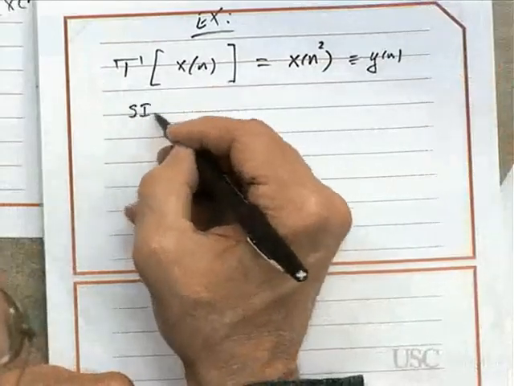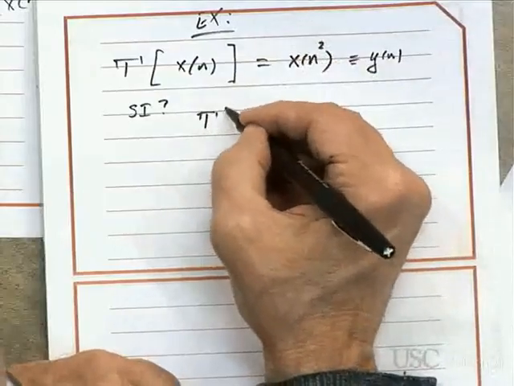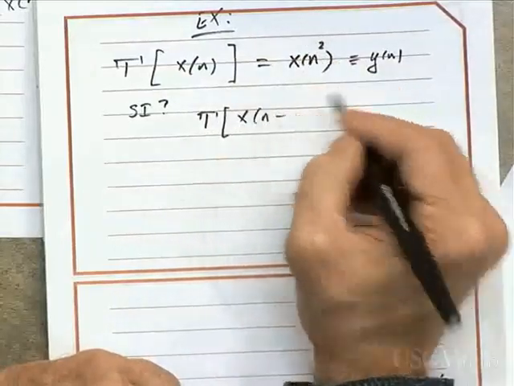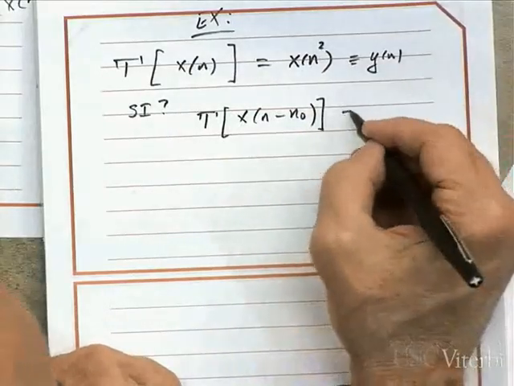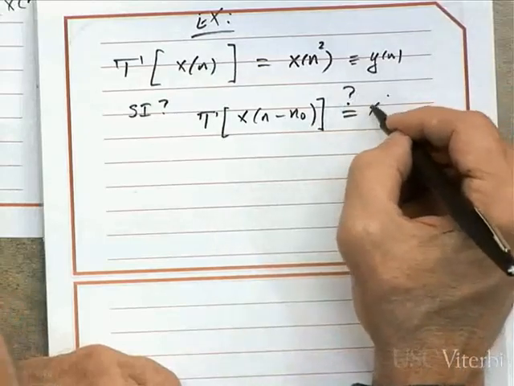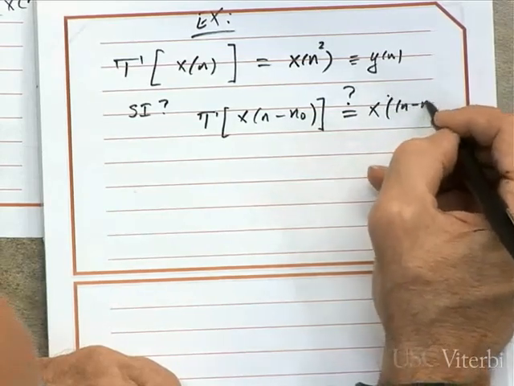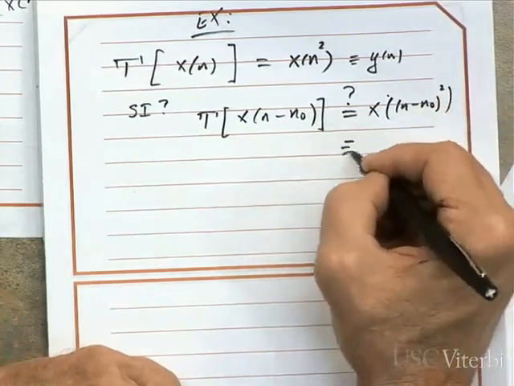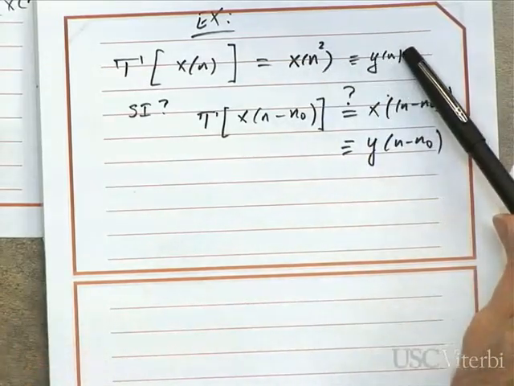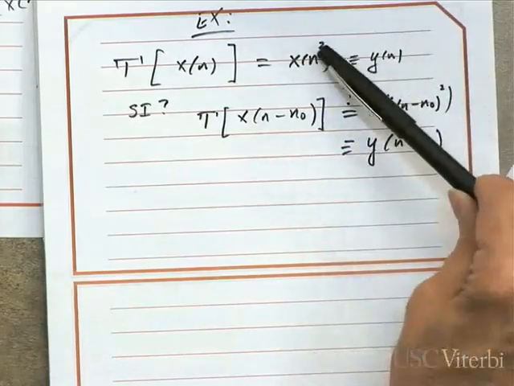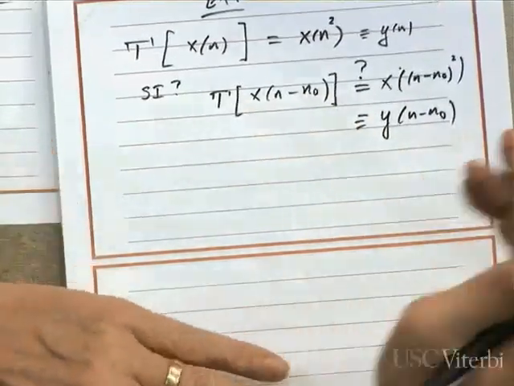So my question for right now is, is it shift invariant? That's a good question. Let's take a look, and I'll show you a trick for analyzing this type of system. Does this equal x of n minus n naught squared, which would be y of n minus n naught? y of n is this, so if I replace n with n minus n naught, that's y of n minus n naught. Would that be equal to T of x of n minus n naught? A little bit different than before.